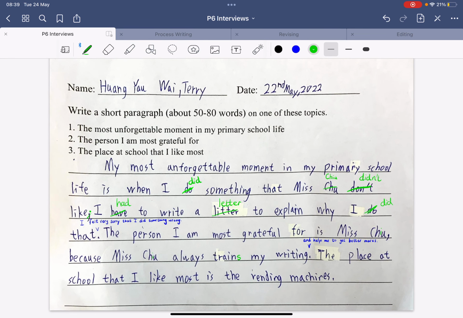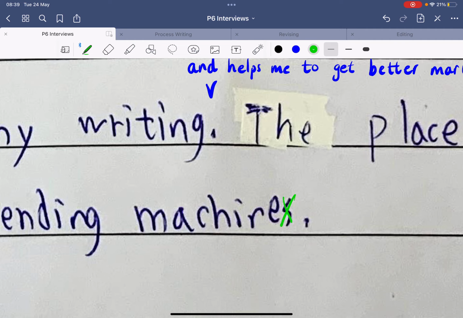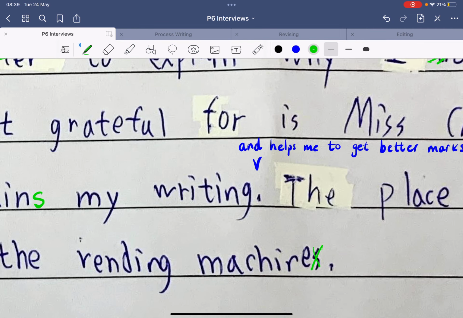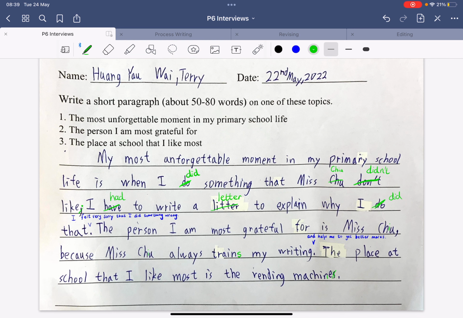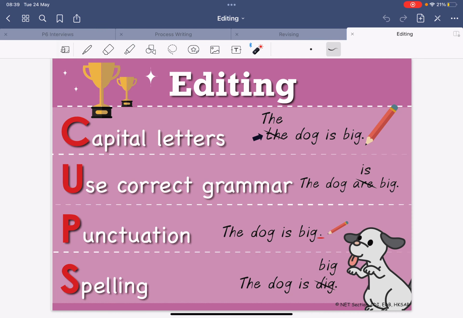Okay. Let me check for any more spellings now. The person I am most grateful for is Miss Chu, because Miss Chu always trains my writing and helps me to get better marks. The place at school that I like most is the vending machines. Is the vending machines? I think we'll change it to the vending machine because it sounds better. Okay, I think this is doing all right now. I'll check the capital letters very quickly because I forgot that one. That's this one.